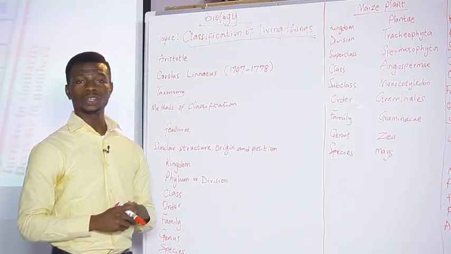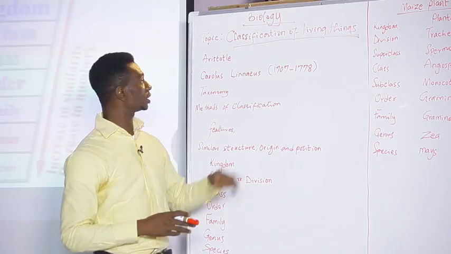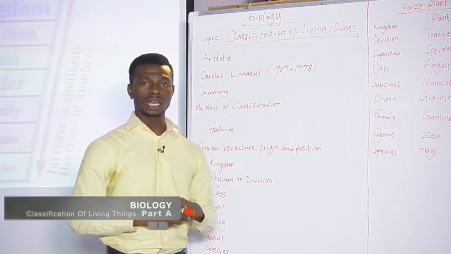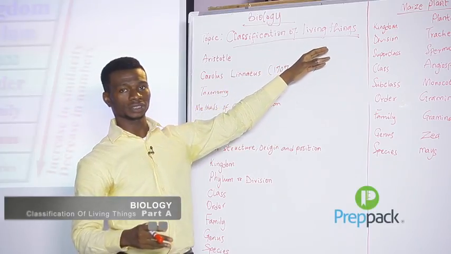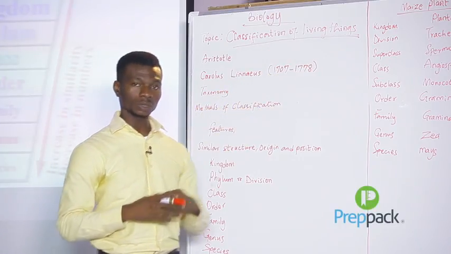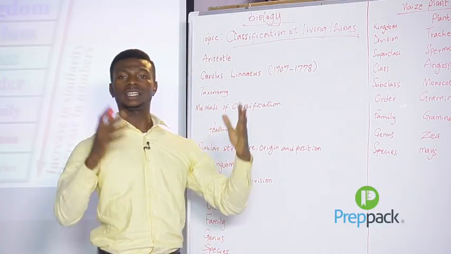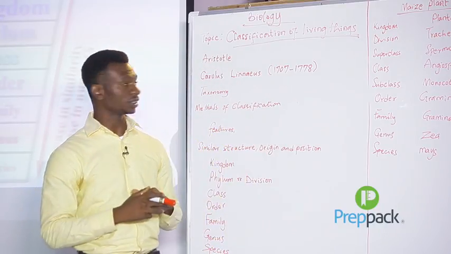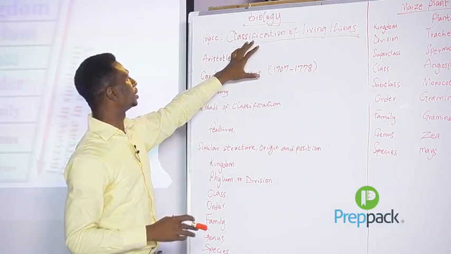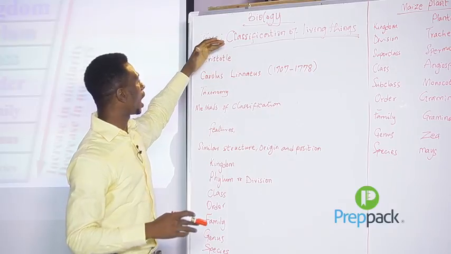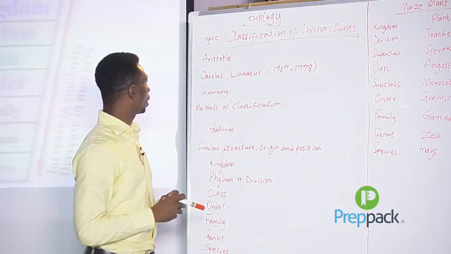Hello, you're welcome to today's class. Today I'm taking you on the subject, biology, and the topic, classification of living things. As we all know, there are two kinds of things that exist on the planet Earth: living and non-living things. But we are talking about the classification of living things, and we are looking at how living things are structured and how they are named.